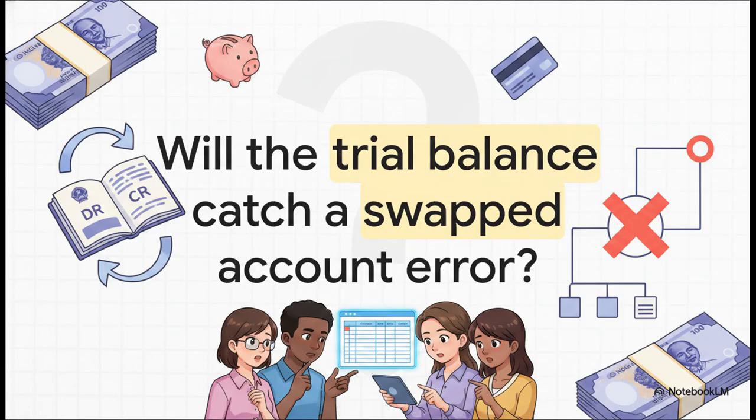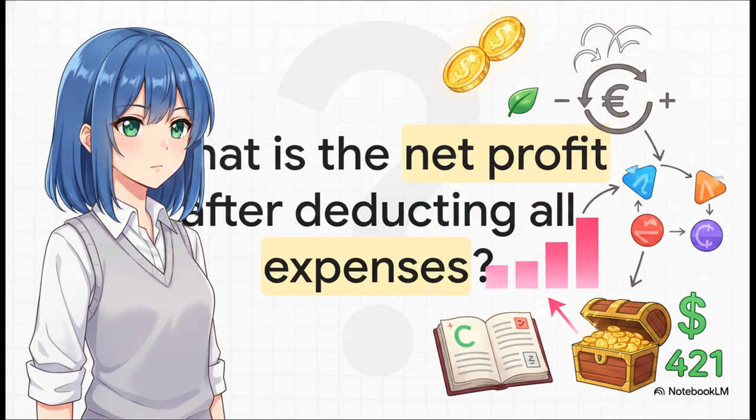The trial balance only checks if your total debits equal your total credits. It has no idea if you used the right accounts. This is exactly why you have to understand the underlying transaction, not just the math. Let's look at case 2 and see how this builds into profit calculation.